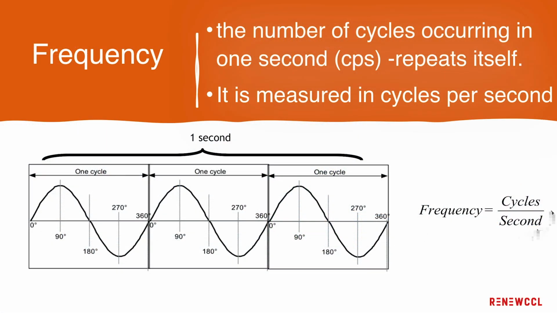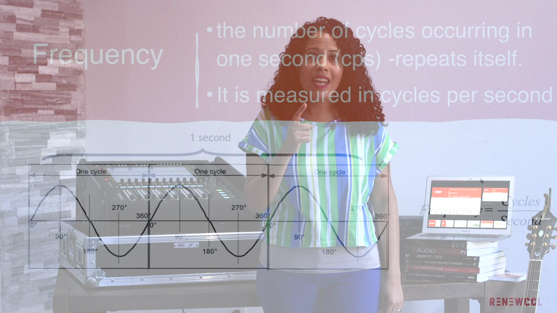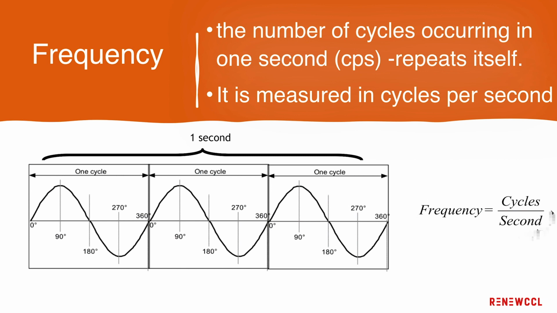So frequency is the number of cycles occurring in 1 second, and is also measured in cycles per second. 1 hertz is equal to 1 cycle per second. Or if I say 100 cycles per second is equal to 100 hertz.